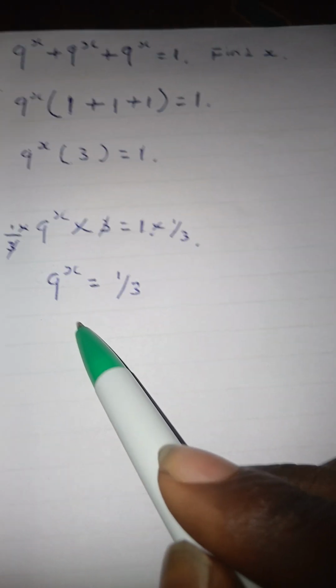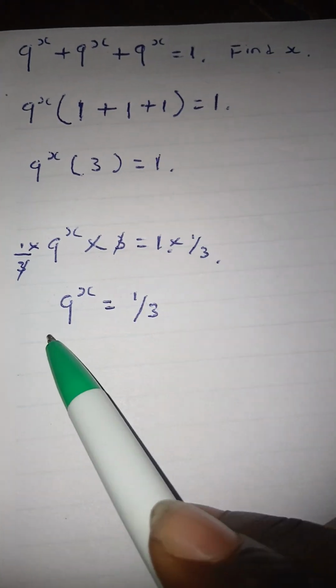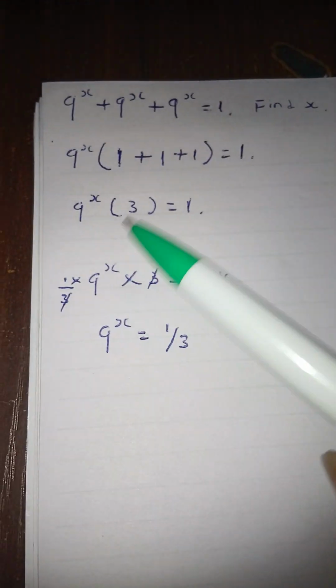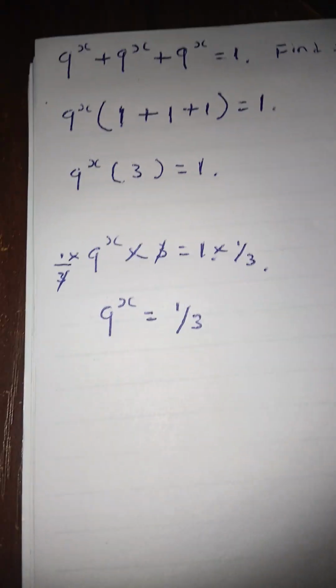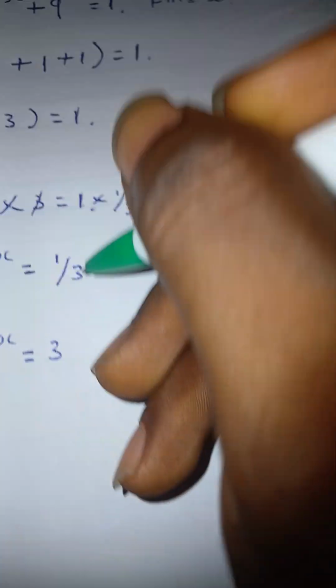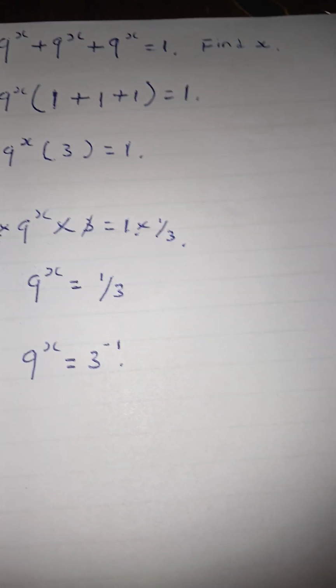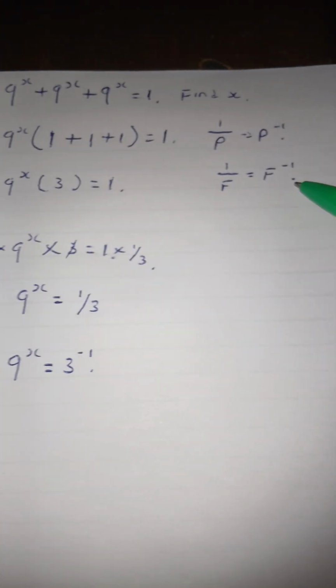Now here, you can consider changing this to logarithm, but I won't bring logarithm into this problem. Let's solve it this basic way. So moving on, 9 to the power of x equals 1 over 3. This is the same thing as 3 raised to the power of minus 1. There's the law of indices that says 1 over p is the same thing as p raised to the power of minus 1. So I'm not changing anything.